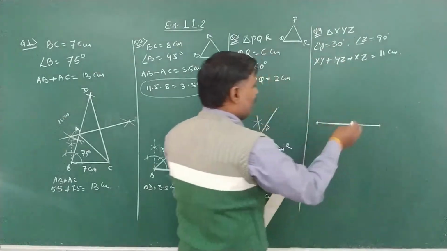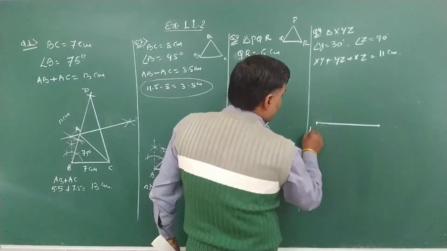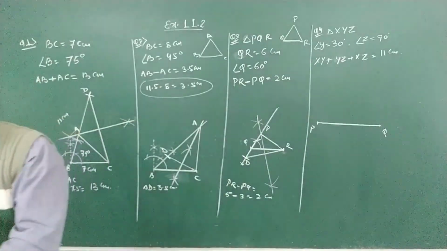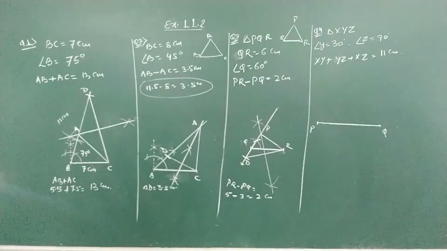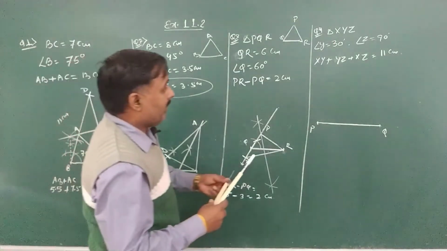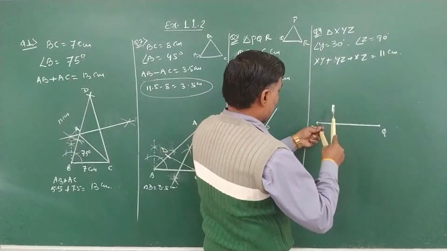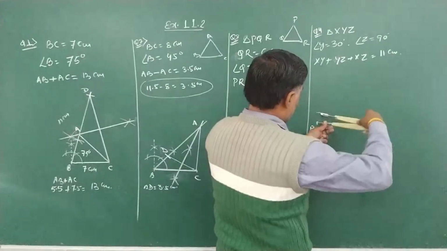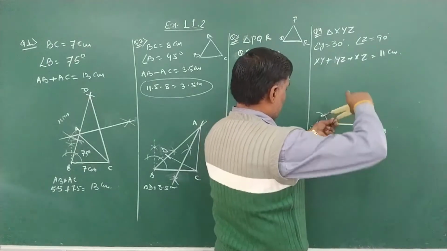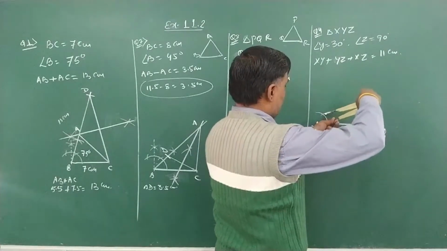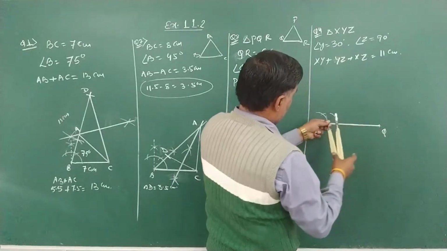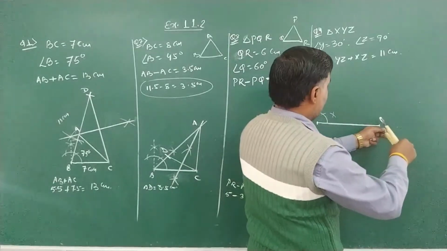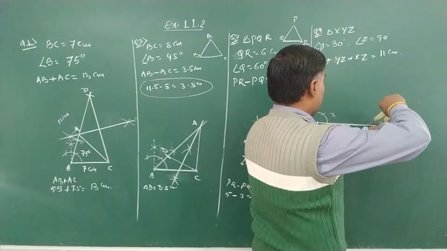Now we draw the perimeter first, 11 centimeter. So we will take points other than X, Y, Z. So I am taking P and Q. Now construct an angle at P equal to Y, and at Q equal to Z. So I draw the 30 degree angle first. 30 degree means half of 60. So I am just bisecting that 60 degree angle. It becomes 30, and 90 degree, we know how to construct a 90 degree angle.